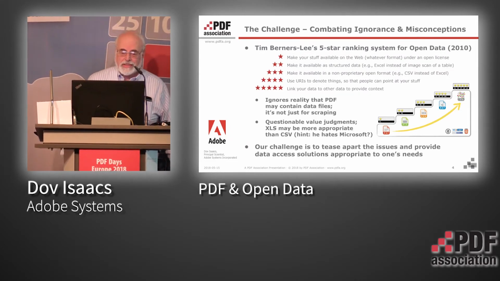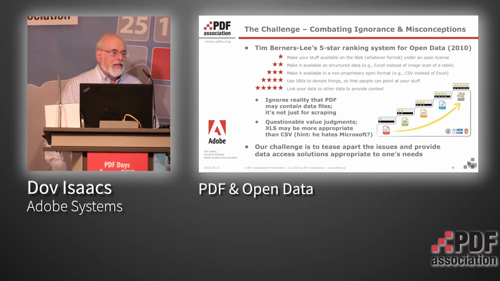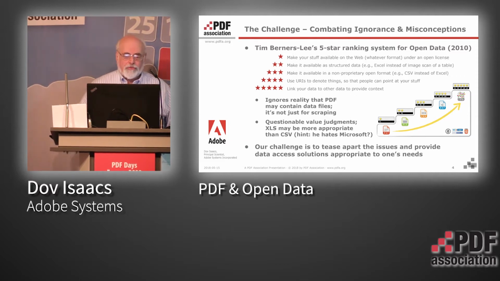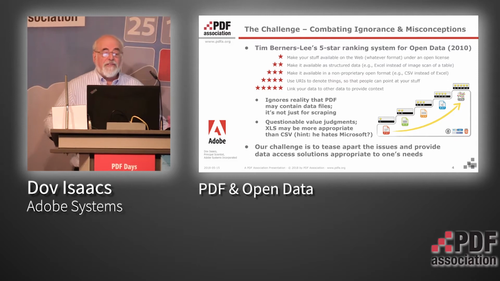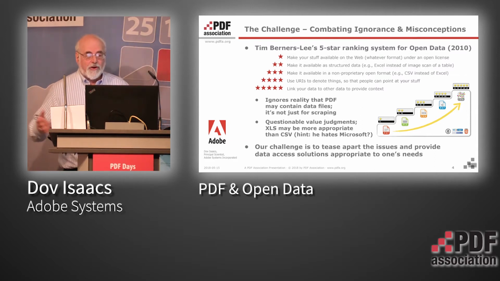Well, what is this Tim Berners-Lee 5-star ranking system for open data? He published this in 2010. It's been published over and over again around the web. Basically, 1 star is a file that somehow makes stuff available, and he uses the word stuff, available on the web, whatever format, under an open license. And he considers that's the best PDF can be.